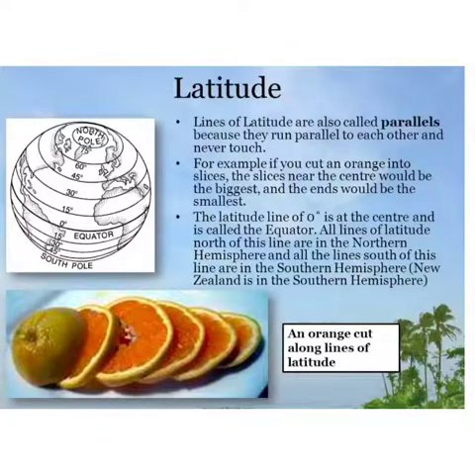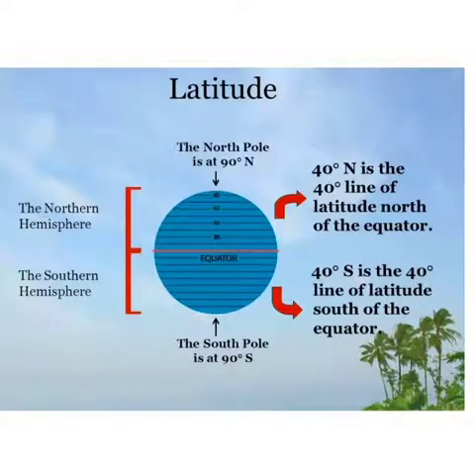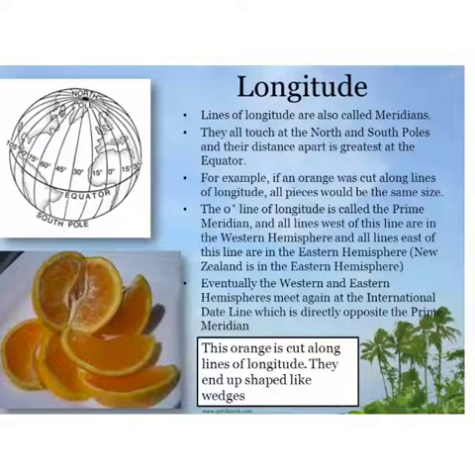Here is an orange cut along lines of latitude. We have two poles: the North Pole in the northern hemisphere and the South Pole in the southern hemisphere. 40 degrees north is a line of latitude.